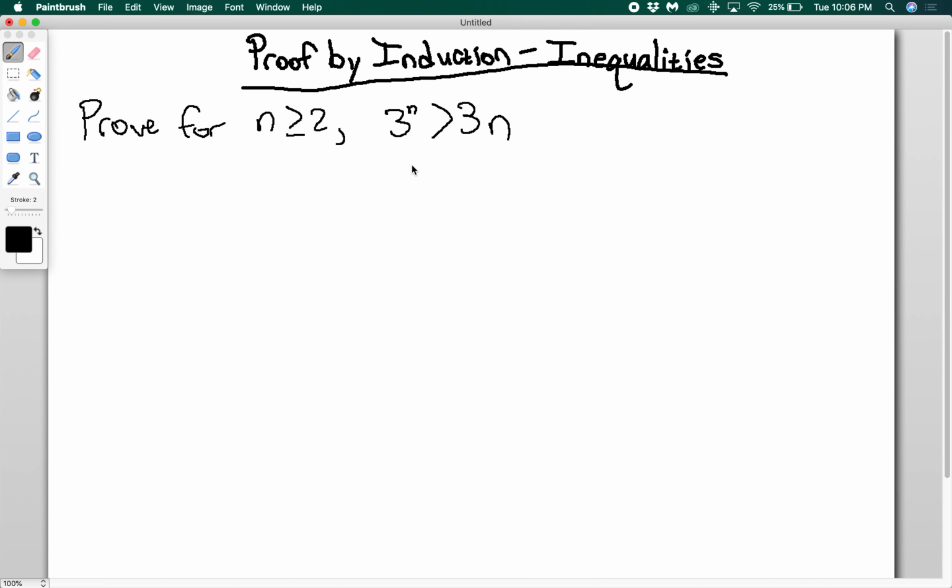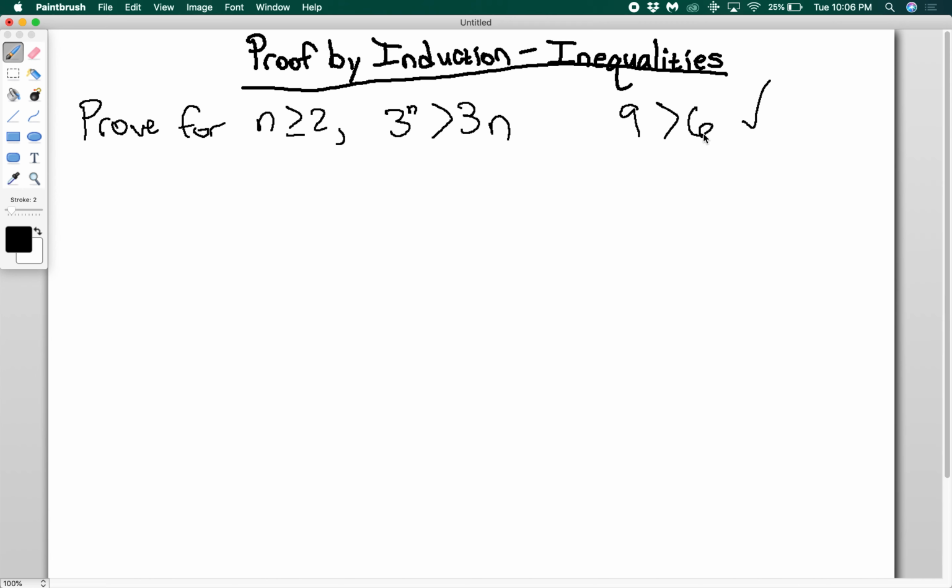So just like all induction problems, you want to prove a base case. Our base case here is going to be 2 because we are specifically told that it's only for n greater than or equal to 2, which means the lowest value n can have is 2. So let's show it. Well, 3 squared is going to be 9. 3 times 2 is 6. 9 is greater than 6. We did it. We proved the base case.